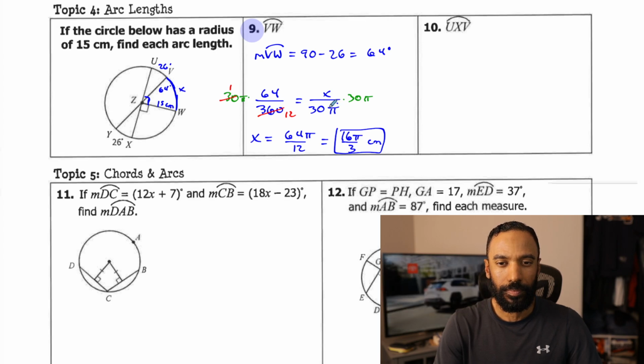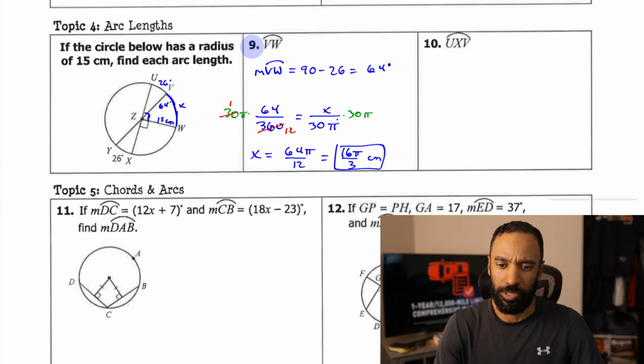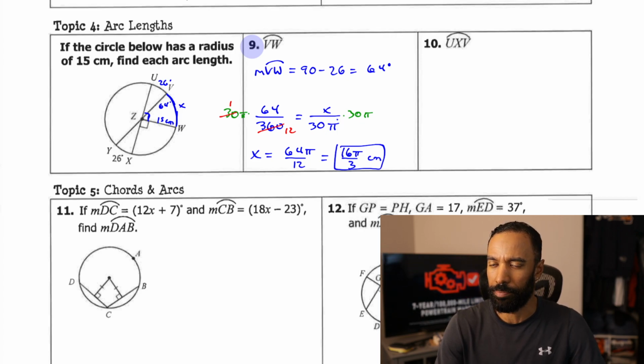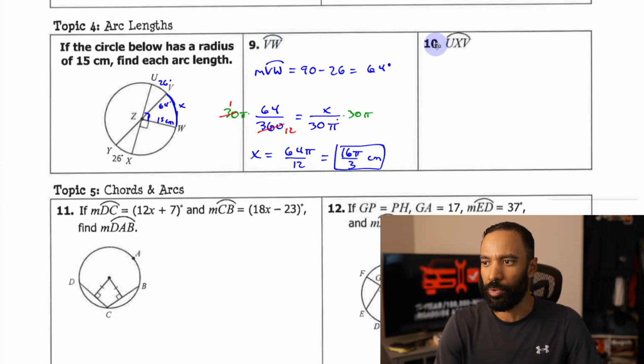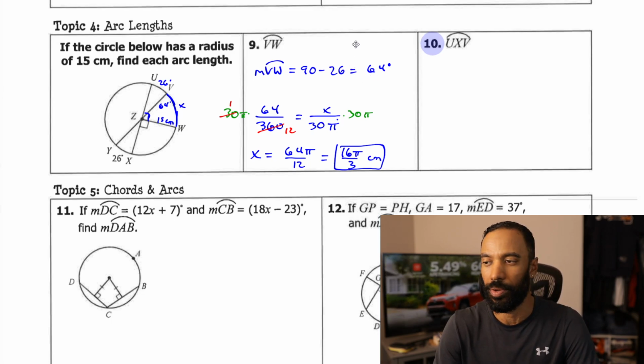I'm not going to round to the nearest tenth for some of these. I just ran out of room. Time kind of sneaks up on me with this as well. Let's keep moving forward. You can try the calculator for that if you'd like. If it asks me to round or if it seems most reasonable to do so, I will. Let's move forward to number 10. Measure of arc UXV.